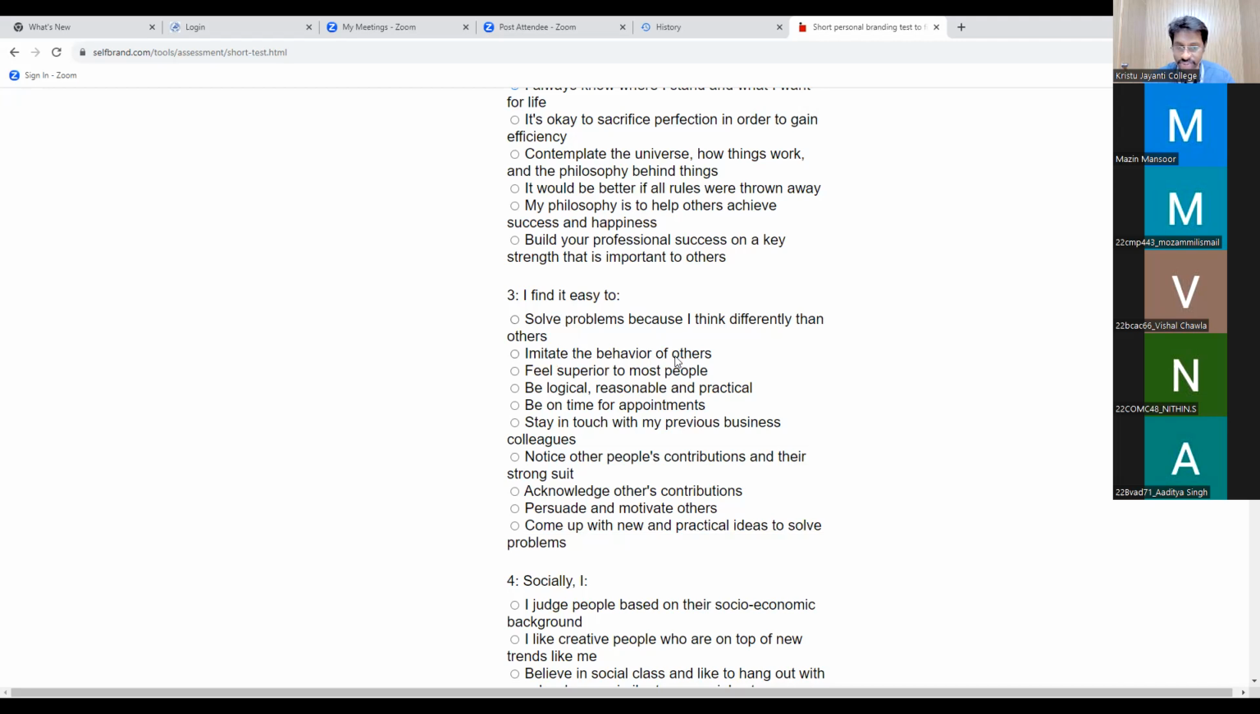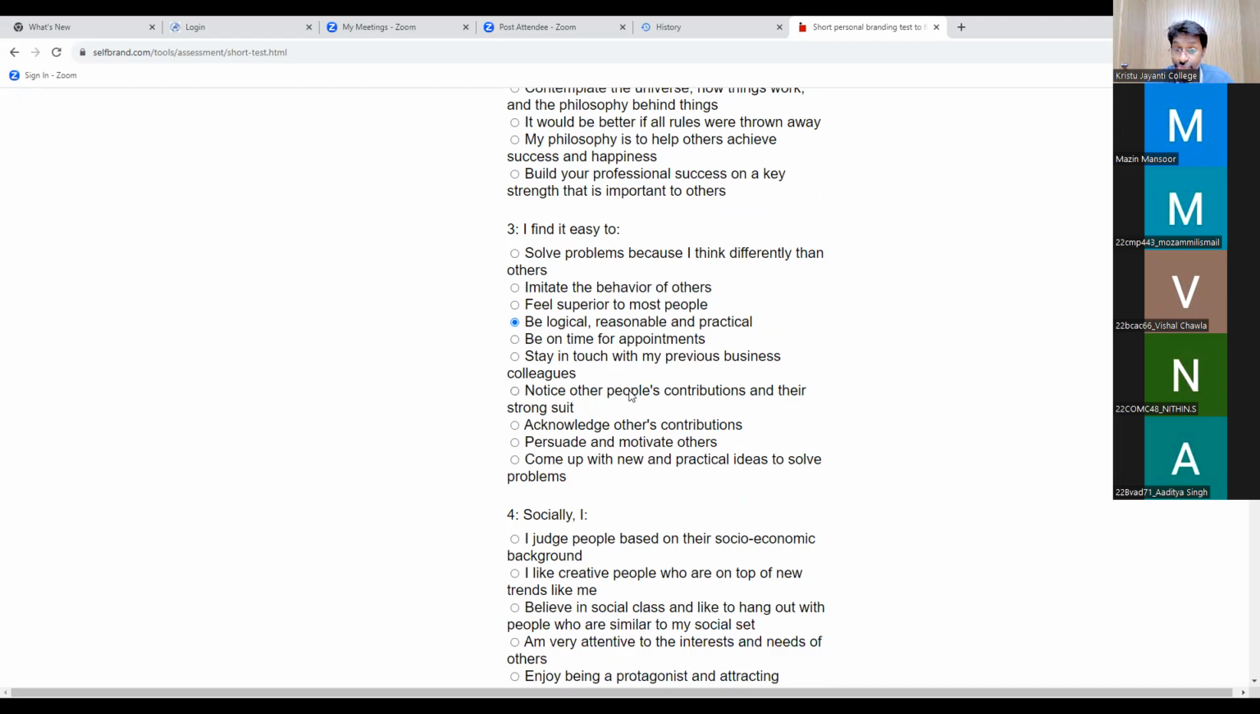Imitate the behavior of others. Feel superior to most people. Be logical, reasonable, and practical. That is more of me. I always consider myself a logical person, reasonable and practical. I don't want to get into any other sort of deeper emotions. I always wanted to avoid that, so I try to be more logical, reasonable, and practical. You need not choose the same thing; it is your choice.